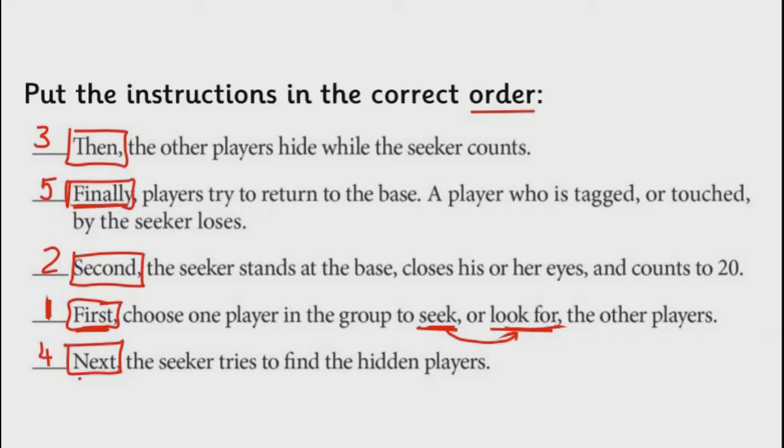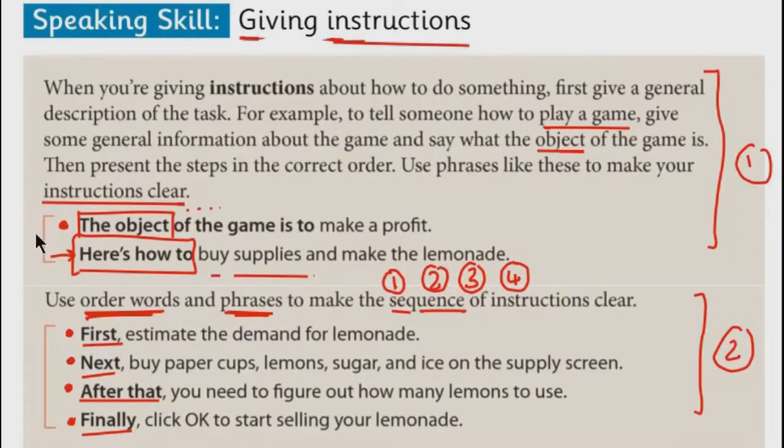Remember, if we go back to the skill, it said you can use order phrases or order words to put the instructions in order. And it also said that before we give the instructions, we can have a sentence giving a general overview or a general look at what we will explain. How can we write a general sentence here? We can use one of these two phrases: here is how to, or the object of the game is. Let's use this phrase, here is how to.